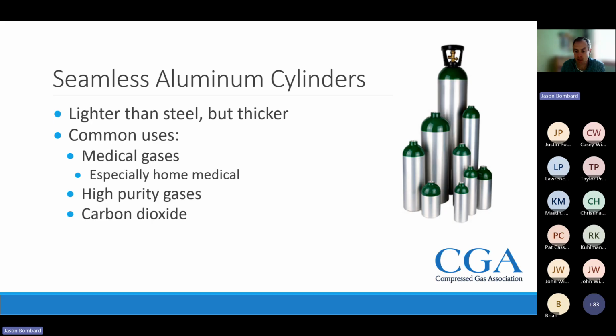High purity gases, aluminum's a little less reactive to some gases than steel is, so you can keep them at a higher purity for longer times. And also carbon dioxide. You see a lot of that in aluminum cylinders because carbon dioxide, if there's water in it, will form carbonic acid, which will do some damage and can rust away the inside of a steel cylinder.